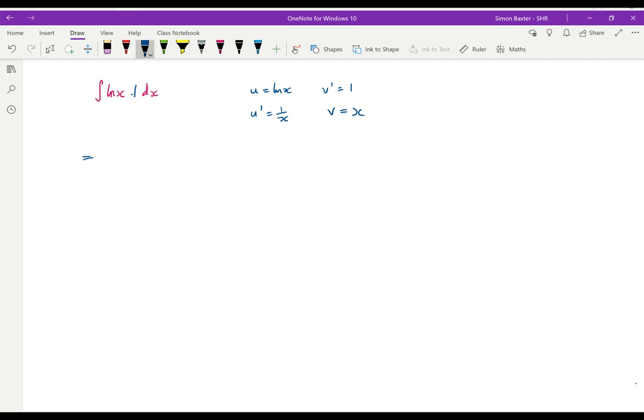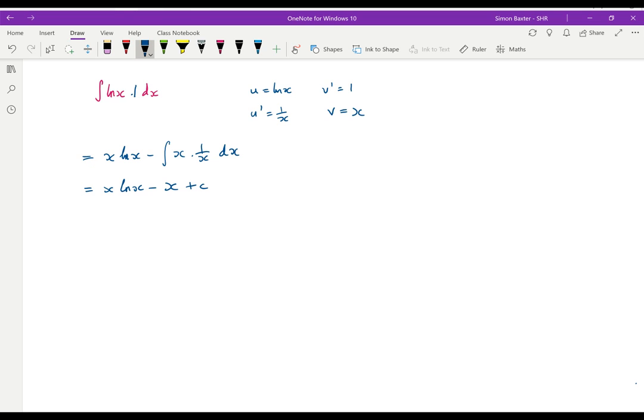And so this becomes uv, which is x log x, minus the integral of v, which is x, du by dx, which is 1 over x dx. X times 1 over x is 1. Integrate it, we get x log x minus x plus c.